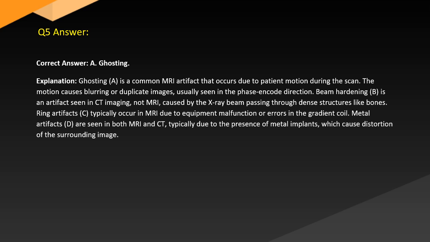Beam hardening, B, is an artifact seen in CT imaging, not MRI, caused by the X-ray beam passing through dense structures like bones. Ring artifacts, C, typically occur in CT due to equipment malfunction or in the gradient coil. Metal artifacts, D, are seen in both MRI and CT, typically due to the presence of metal implants, which cause distortion of the surrounding image.